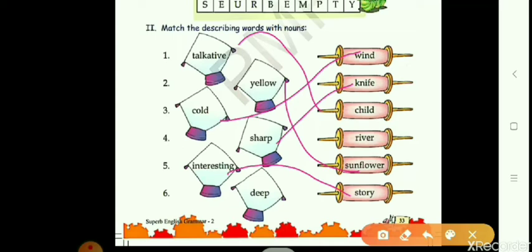Then we have the sixth word, deep. We will match it with river. How is the river? The river is deep. Okay, so let's revise it. Talkative child, yellow sunflower, cold wind, sharp knife, interesting story, and deep river.